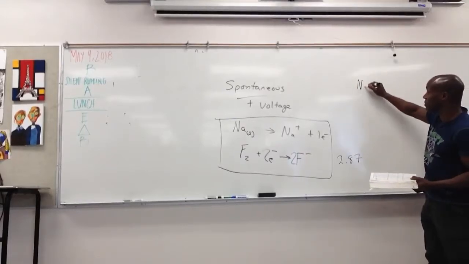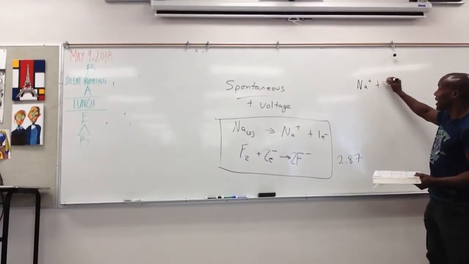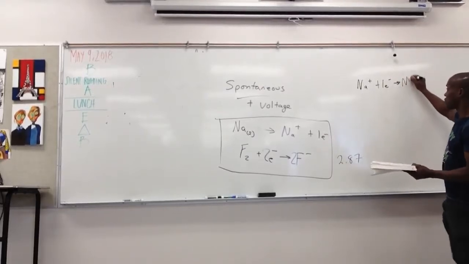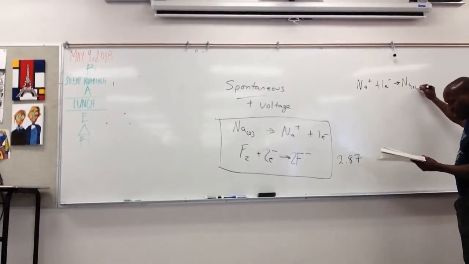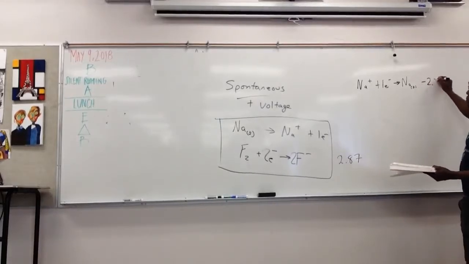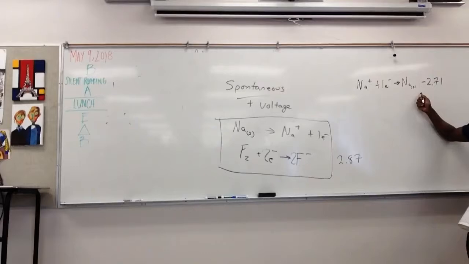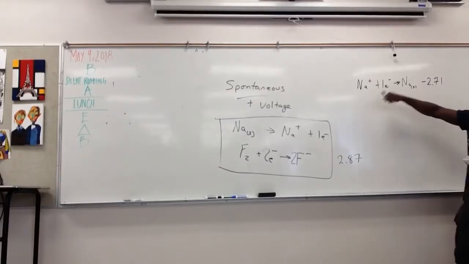I see sodium getting an electron and becoming sodium metal, so sodium solid. And I find that to do that takes 2.71 volts. Is this the reaction I use? That's the one in my table. Can I use this one? No, I have to do what to this one? I have to reverse the reaction.